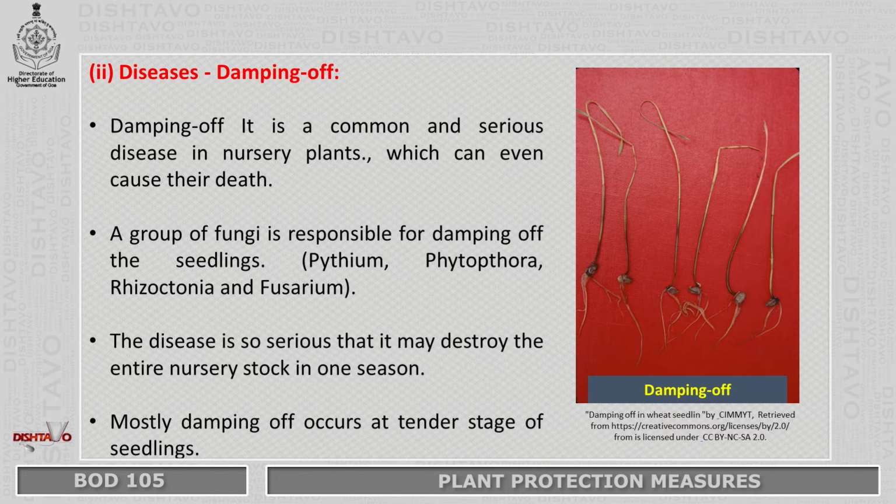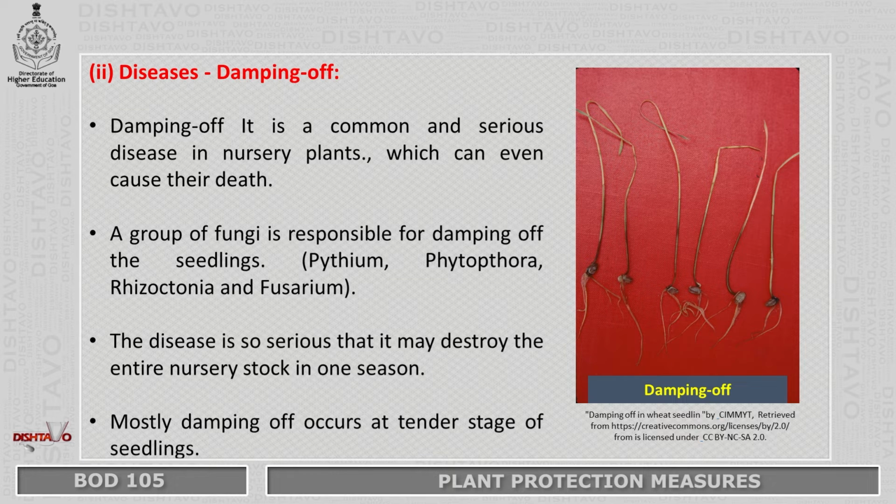Second is the disease, damping off. In the picture you can see damping off seedlings. Damping off is one of the common and serious diseases in nursery plants, which can even cause the death of the plant. A group of fungi is responsible for damping off of the seedlings. Phytophthora, Rhizoctonia and Fusarium are the fungi. The disease is so serious that it may destroy the entire nursery stock in one season.